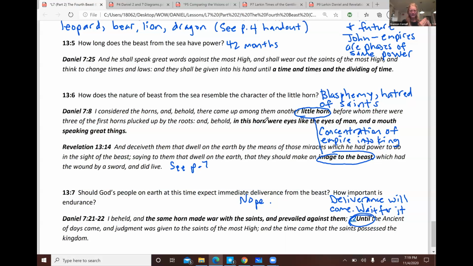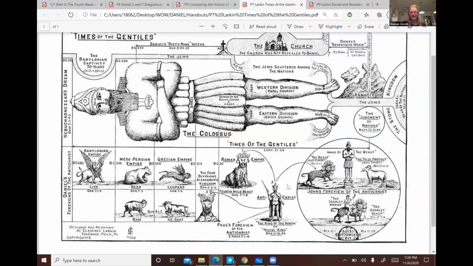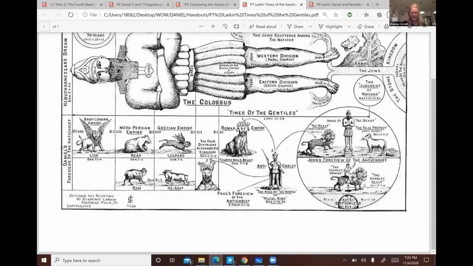The false prophet causes them that dwell upon the earth to make an image to the beast and requires worship of that image. So the horn with the eyes of a man and a mouth speaking great things also appears here in this image. Okay, so looking at Larkin's diagram, here's Daniel's fourth beast. You can see the little horn rising up there. And again, it's going to be the little horn that we study in Daniel 8 next week. This is the singular person of the Antichrist.